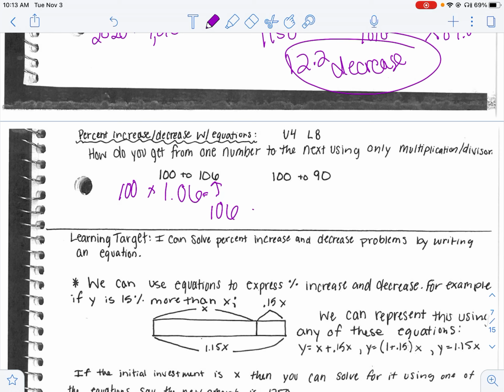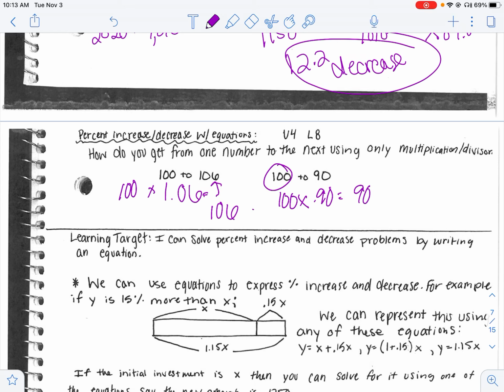Similar concept for the next one, we have 100 to 90. So instead of increasing, we're decreasing, so we should be less than 1 because anything times 1 is itself. So 100, again, has 100% in it. Out of 100, we want 90 of those percents. So we want 0.9 of those percents. And when we do that, we get 90. Okay, and when we multiply through 100 times 0.9, we get 90.